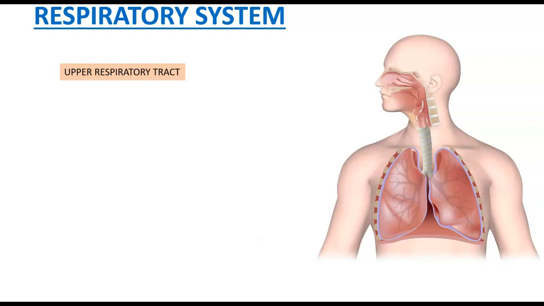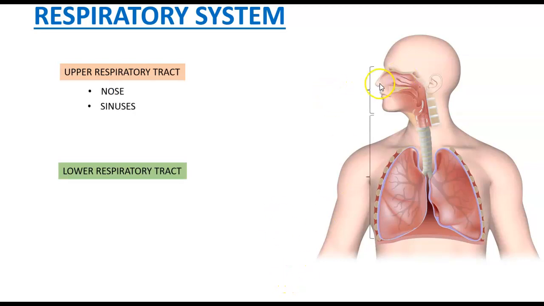The respiratory system is divided into an upper respiratory tract and a lower respiratory tract. The upper respiratory tract consists of the nose, sinuses, the oral cavity, and the pharynx, also known as the back of your throat.